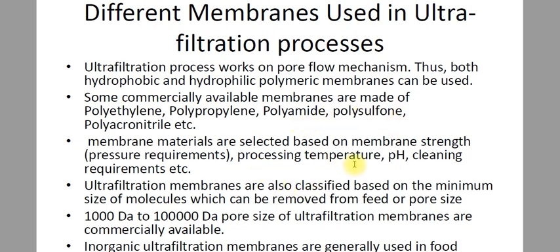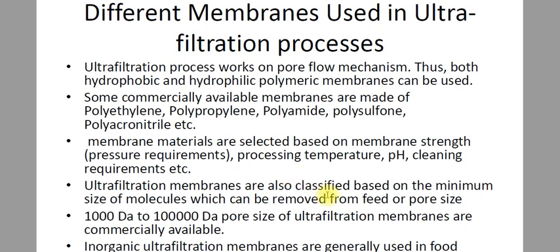It also depends on the processing temperature. If you are working at higher temperature, then of course you want to use polysulfone membranes, which are stable at high temperature. You can also use inorganic membranes. You can use ceramic membranes, which may sustain very high temperature, and it depends upon the pH range and the cleaning requirements also. Suppose in cleaning you need to use corrosive chemicals, you are using acid to clean the membrane, or you are using steam to clean the membrane, then you have to go for high strength materials.